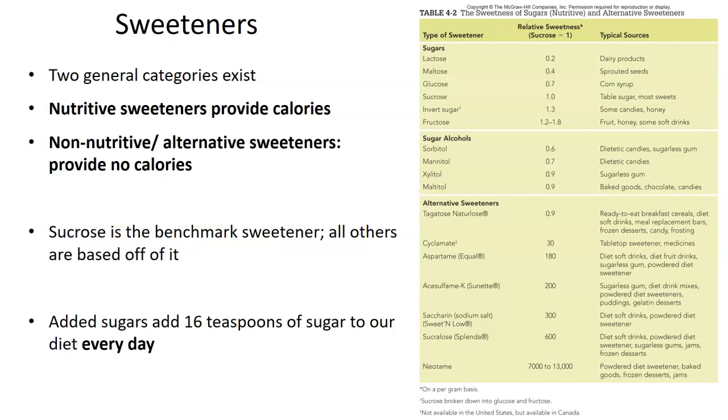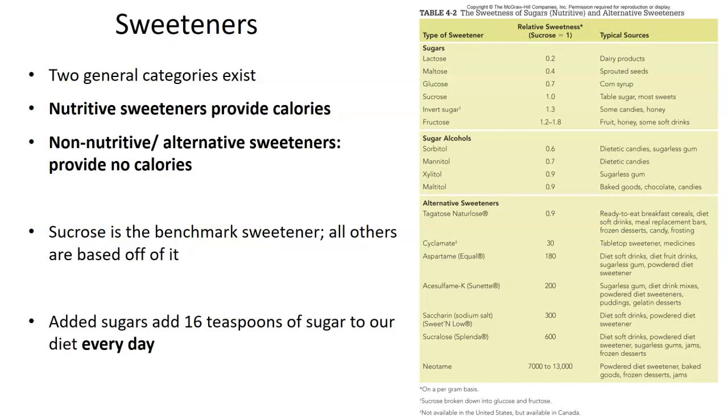You can see that image on your right. In reality, it breaks down into two general categories: non-nutritive sweeteners and nutritive sweeteners. Nutritive sweeteners give you calories. Non-nutritive sweeteners do not provide any calories. Sucrose or table sugar is the benchmark sweetener. We say how sweet everything else is based off of sucrose or table sugar.